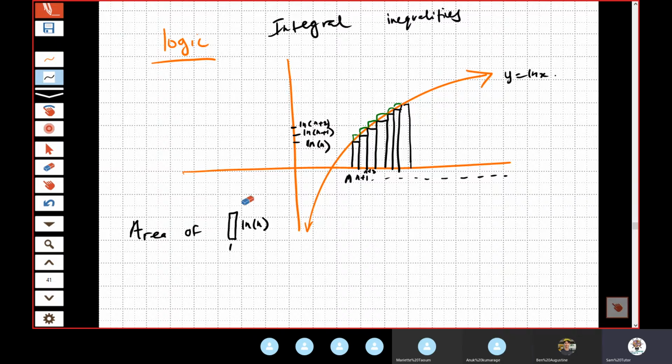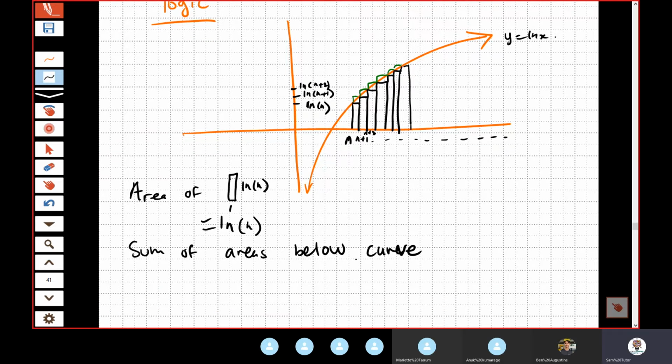Yeah. So area of one of these is log n, and then sum of areas below the curve would be log n plus log of n plus 1 plus log of n plus 2 plus log of n plus 3 plus, and so on for now. Do you get that?